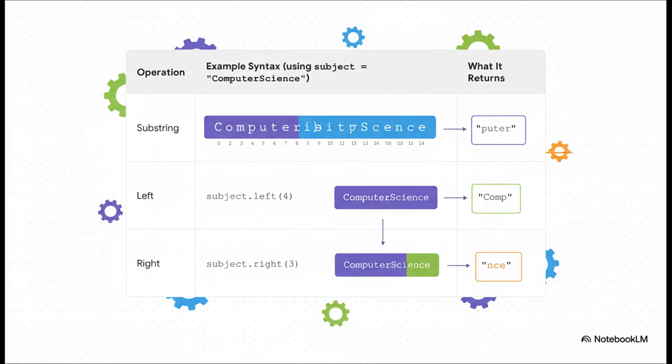So substring lets you grab a chunk from the middle. Subject.substring(3, 5) starts at index 3, which is the P, and grabs the next 5 characters. That gives us puter. And if you want to grab stuff from the ends, even easier. .left(4) nabs the first 4 characters, and .right(3) takes the last 3.